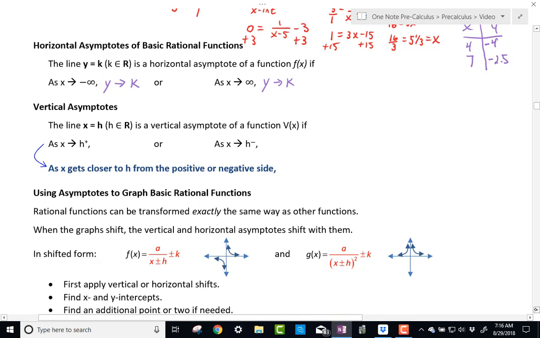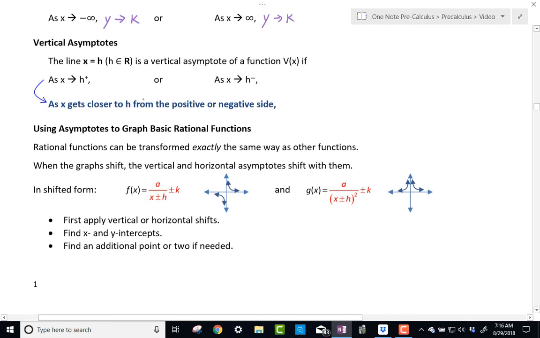The vertical asymptote, we're going to focus more on the denominator for this guy. The line x equals h is a vertical asymptote of your rational function if, as x gets closer and closer to h. Remember our vertical asymptote on the last one was 5. So as x gets closer and closer to the value of your vertical asymptote from the positive side, that's what that little plus means there, your y values will go to positive or negative infinity.